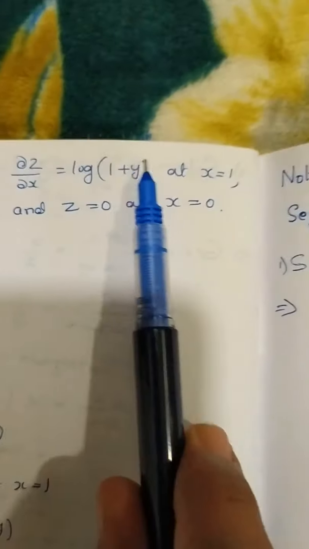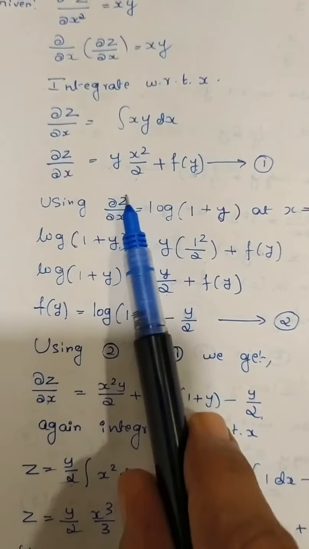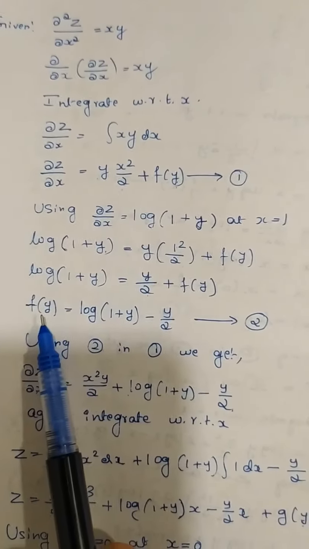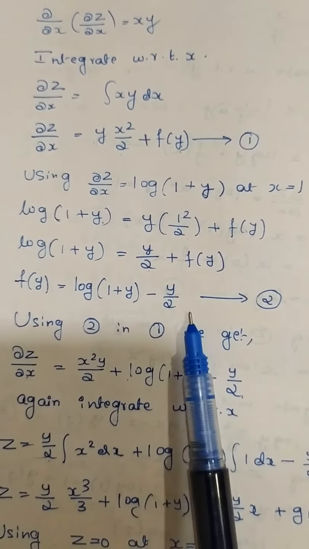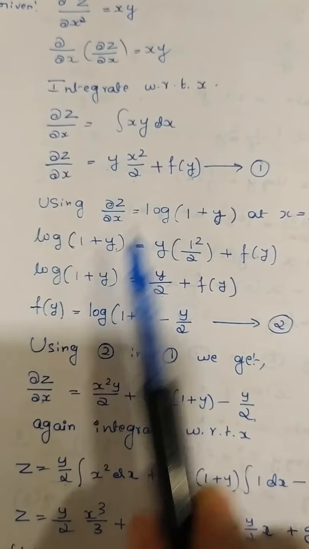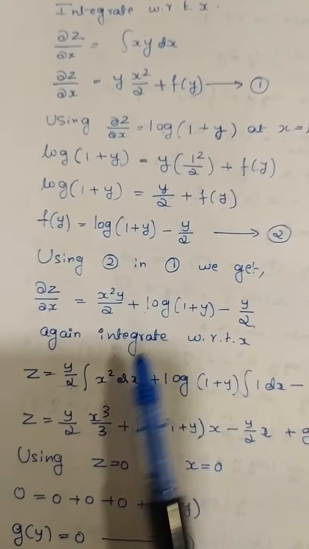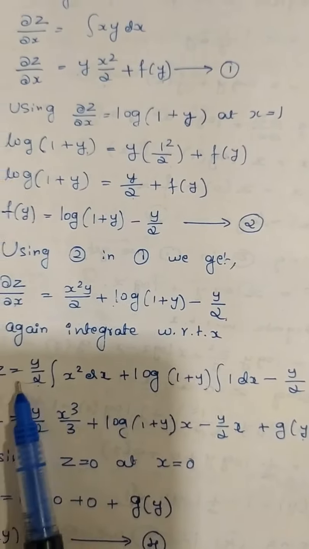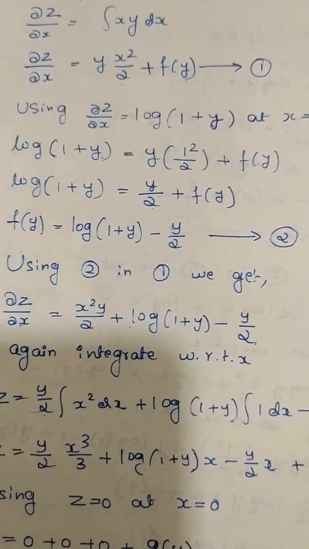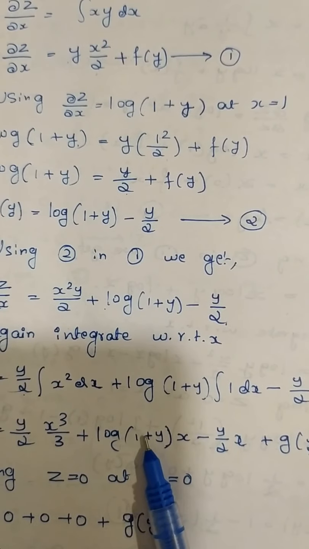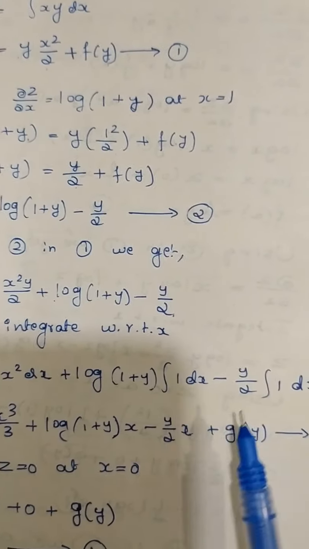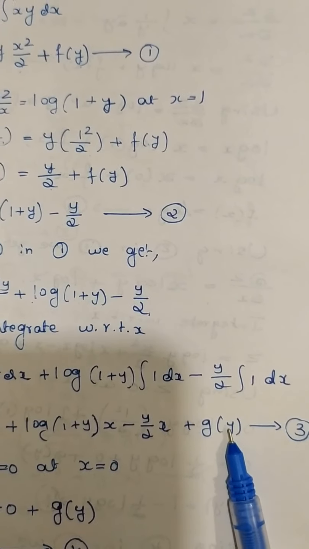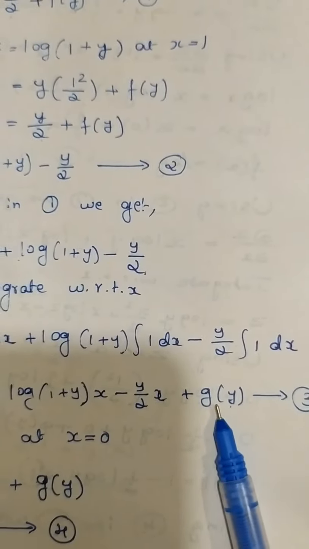Find f of y using the given condition, that is del z by del x is log of 1 plus y at x is equal to 1. Now substitute here. Then f of y is log of 1 plus y minus y by 2. Now substitute f of y in 1. Then again we have to integrate with respect to what? x only, because we have x on the left hand side. Okay, now integrate it. We get y by 2 constant, integration of x square is x cube by 3, log of 1 plus y constant, integration of 1 is x, y by 2 constant, integration of 1 is x, plus again a function of y as the integral constant. Here we took f of y, here g of y.